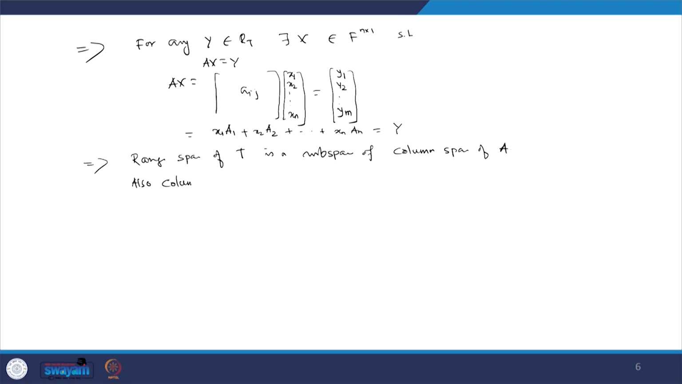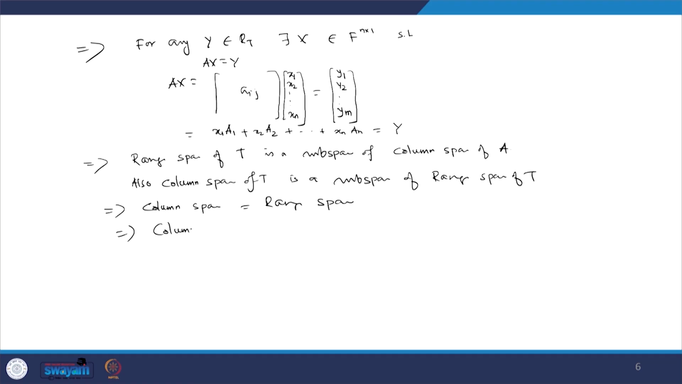Also, the column space of A is a subspace of the range space of T, because if I take any linear combination of the columns of this A, that is basically Ax. So, it will be in the range space. So, this implies the column space is equal to the range space. So, this implies column rank equal to rank of T. So, column rank equal to rank of T. Okay.